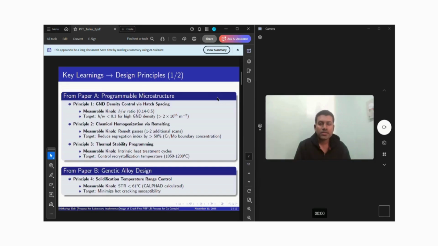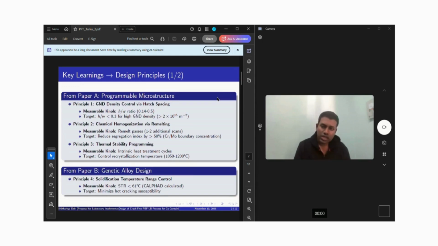To begin with the key learnings, the first principle includes the GND density control via hat spacing. In the first paper, they discovered that when the hat spacing to width ratio was varied from 0.14 to 0.5, they saw a 90% increase in the GND density. For our refractory alloy, we have kept the hat spacing to width ratio less than 0.3 for sufficient dislocation density introduction and subsequent microstructure control.